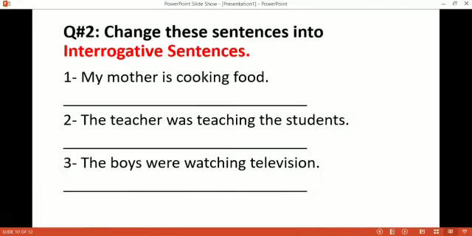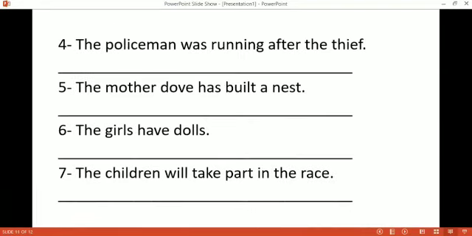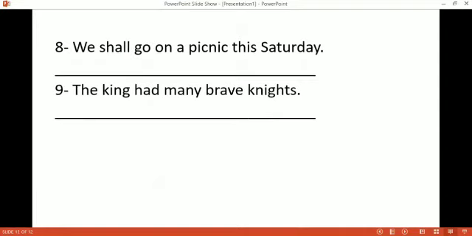Okay, we take out the helping verb. We will write the helping verb at the start of the sentence. And at the end of the sentence, we will write a question mark to make them interrogative sentences. Okay, children, that's all.